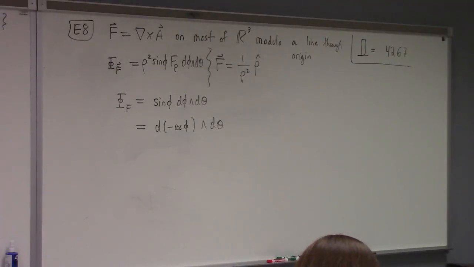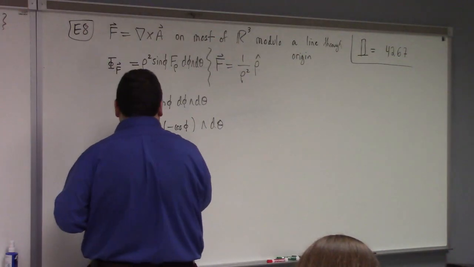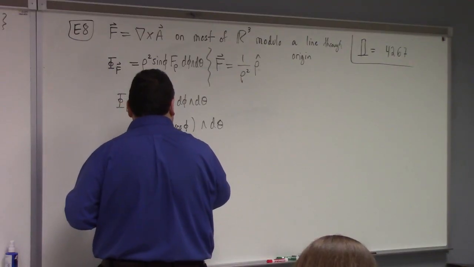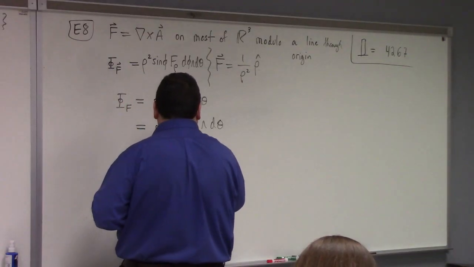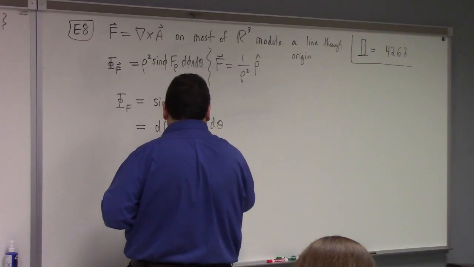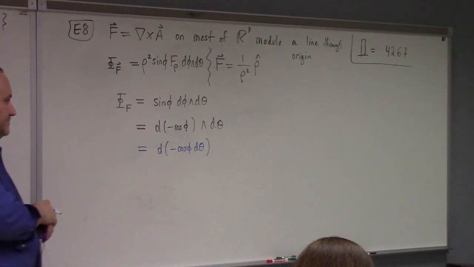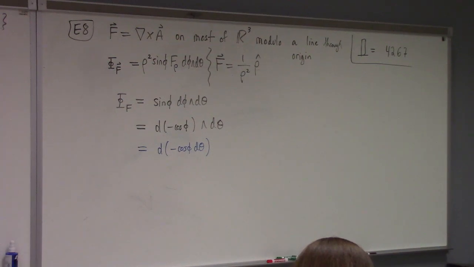I hope. And in fact, if you go look at the definition of the differential, the exterior derivative, this is in fact the differential of minus cosine phi d theta. Because the way we calculate the exterior derivative of a one form is we take the differential of the coefficient function and then we wedge with the differentials that are there. So that's just the definition of the exterior derivative there.